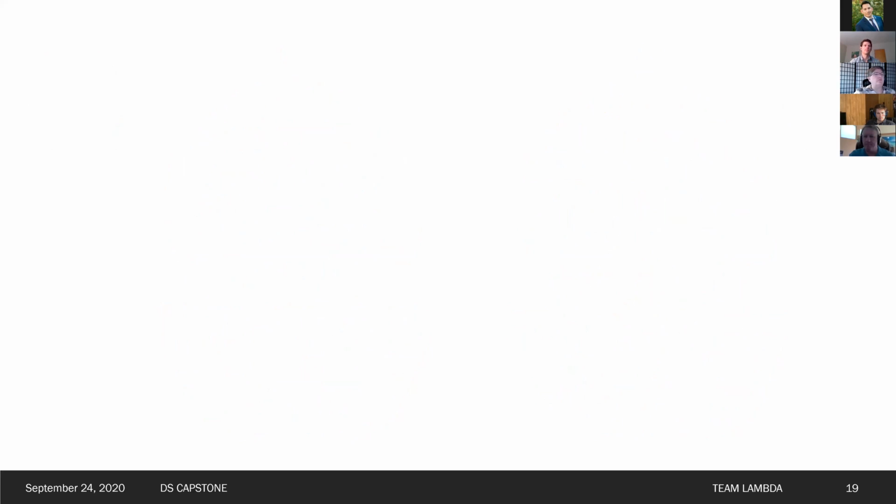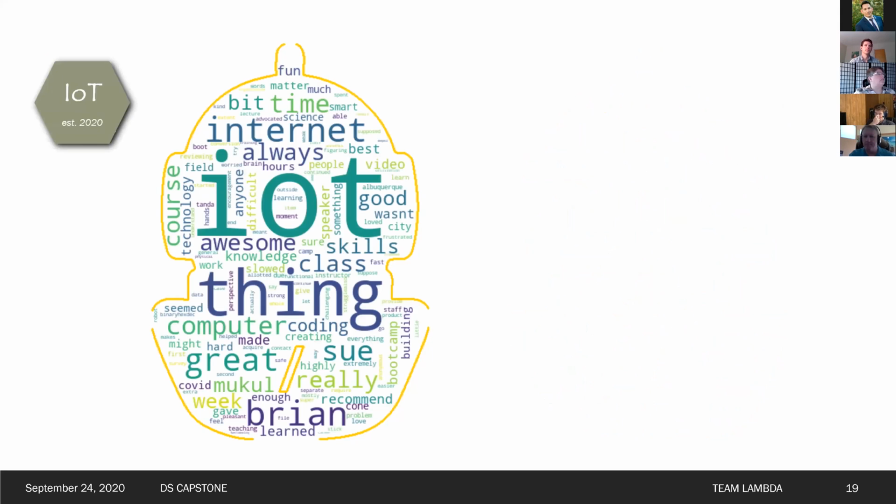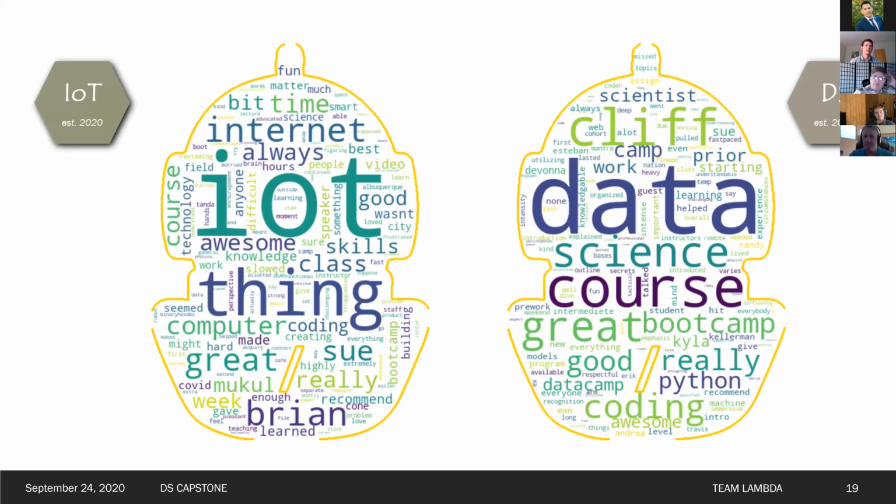Last, we have the newest boot camps, Internet of Things and Data Science. They have fewer written responses because they are newer. And the Internet of Things on the left, here we see a greater distribution of words, but keywords are IoT and the instructors by name. And then on the right, similarly, we see content specific to data science, like data and science, and the instructors' names, Cliff and Kyla.